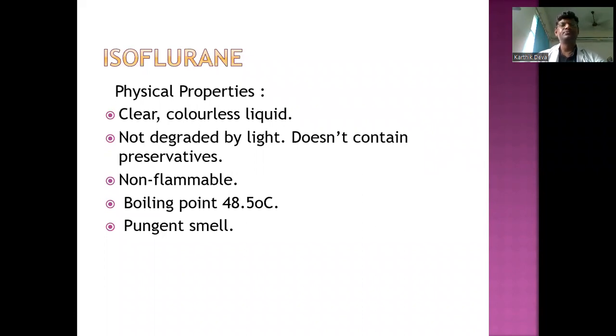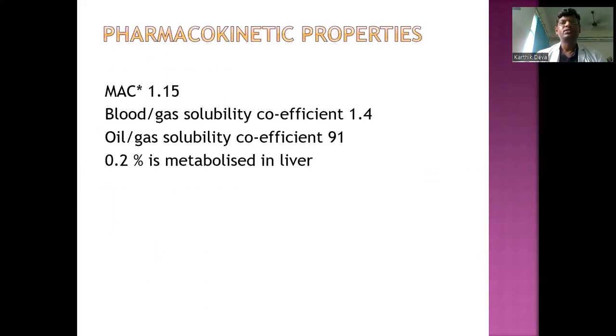Isoflurane. The physical properties of isoflurane: it is a clear, colorless liquid, not degraded by light, does not contain preservatives, and is not inflammable. Boiling point is 48.5 degrees Celsius. It has a pungent odor. Due to its pungent odor and because it is irritant to the respiratory system, we don't use isoflurane for the induction of anesthesia. MAC is 1.15, blood gas solubility is 1.4, oil gas solubility coefficient is 91, and 0.2% is metabolized in the liver.